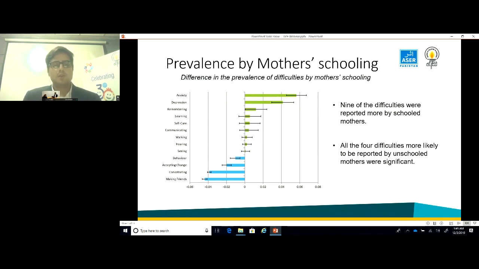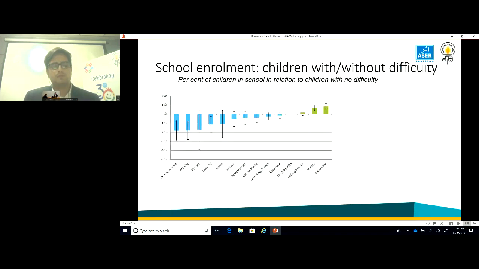Difficulties in 4 dimensions, including making friends, concentrating, accepting change, and behavior, were reported more by mothers who had not been to school. Differences in the estimates of all of these 4 difficulties were found to be statistically significant. Next slide, please. Next.